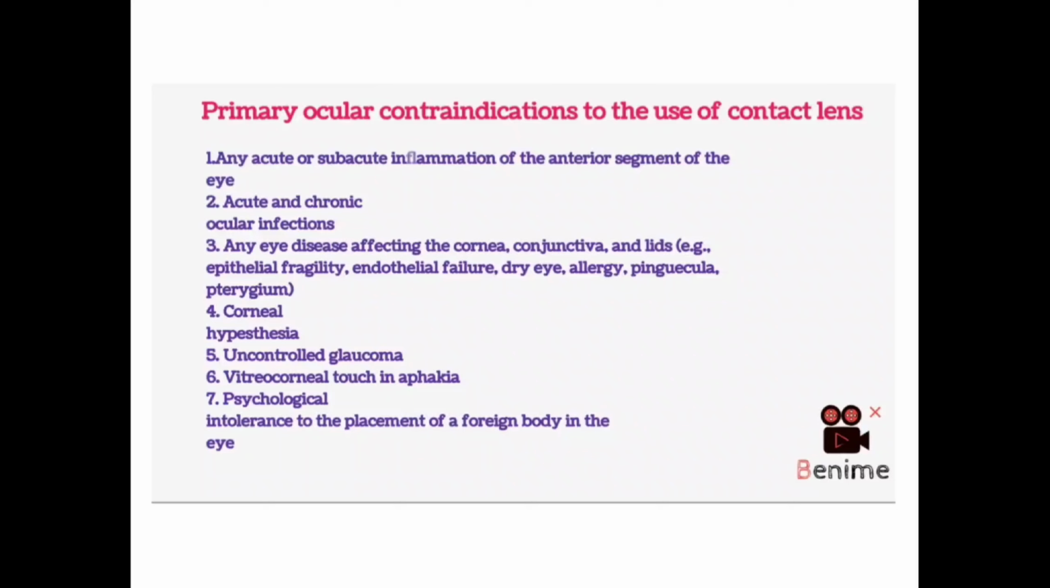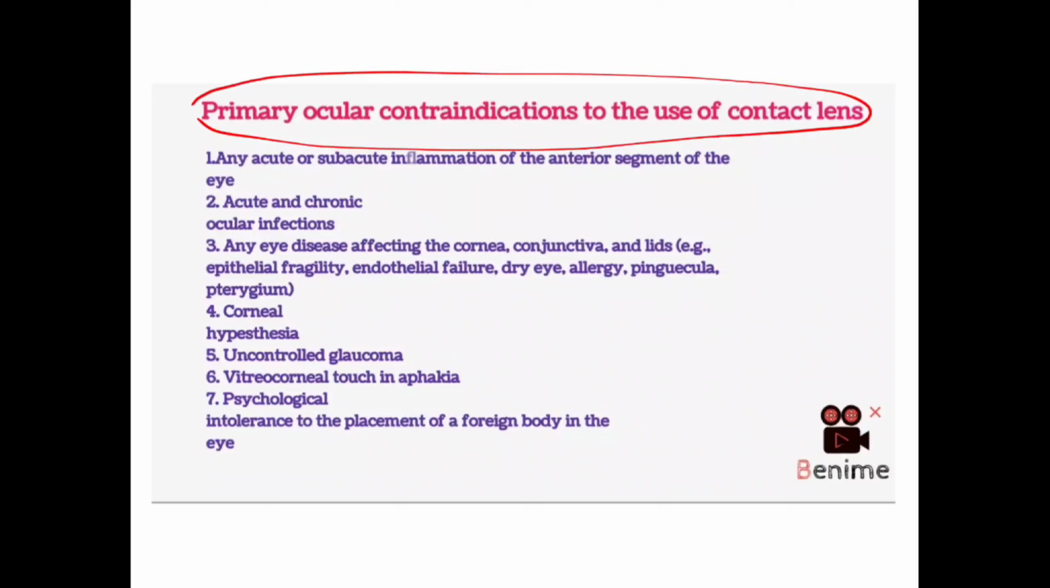So next is the primary ocular contraindications. We'll talk about a few general contraindications, in which conditions we should not prescribe the contact lens. If there is any acute or subacute inflammation of the anterior segment of the eye, we should not prescribe the contact lens. If there are acute or chronic ocular infections, we have to see all these things before contact lens fitting, when we do the slit lamp. When you are doing the slit lamp, you should be able to see all those things.